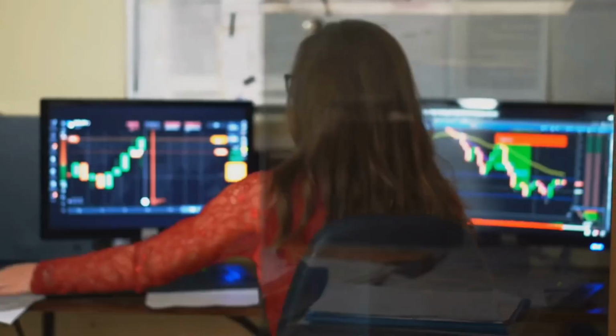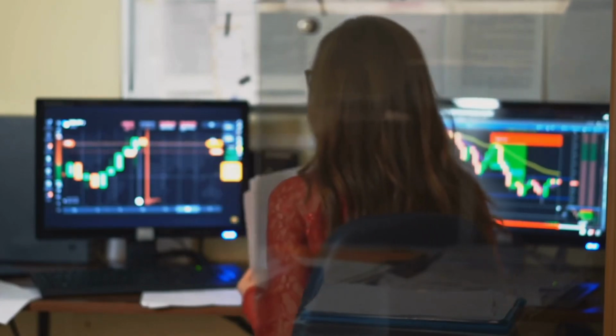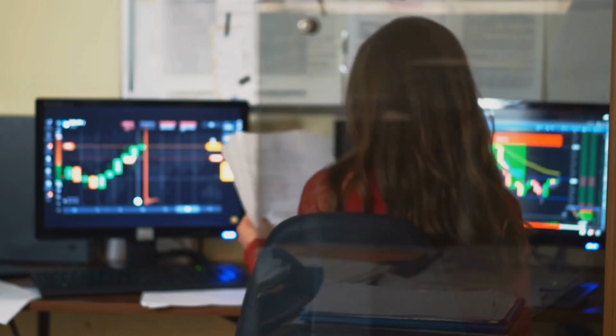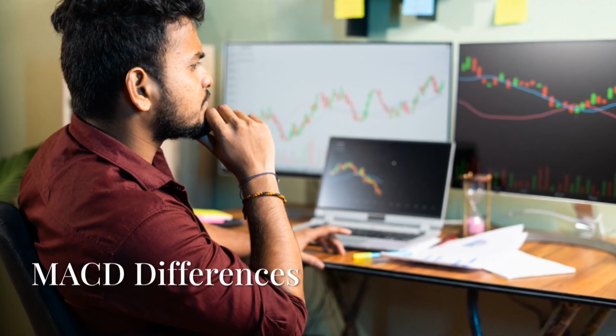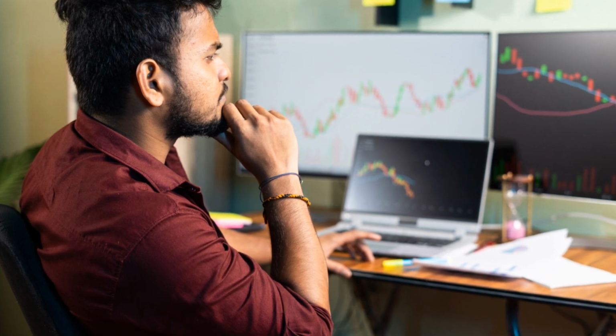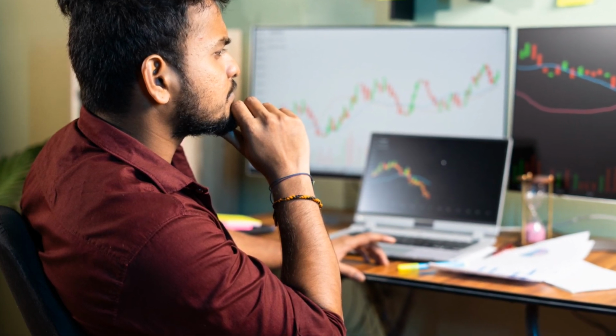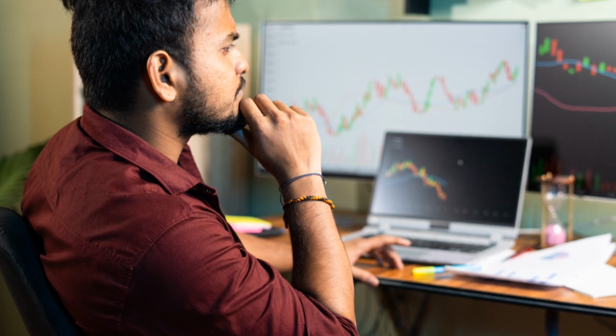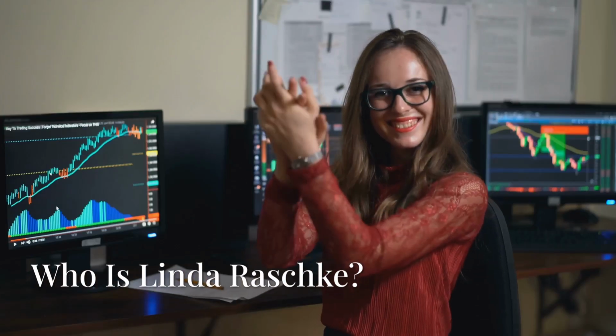MACD 3-10. Great question. Linda Raschke's 3-10 MACD strategy is a momentum-based trading method that uses a modified MACD to capture trend shifts and short-term pullbacks. It's different from the classic MACD you usually see on charts. Let's break it down clearly.